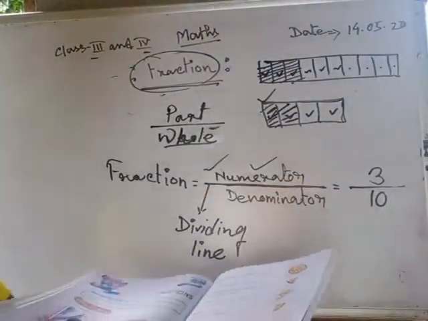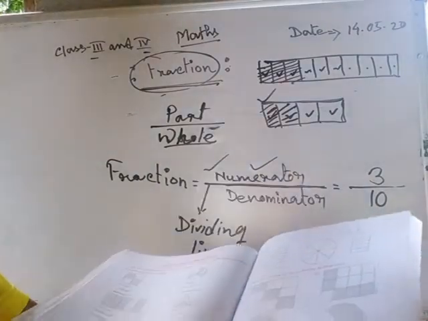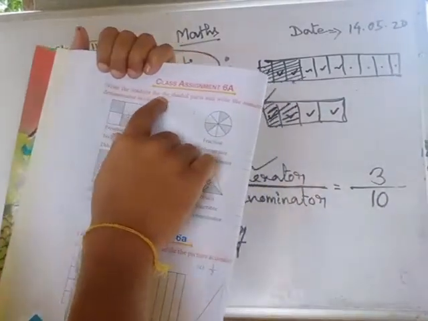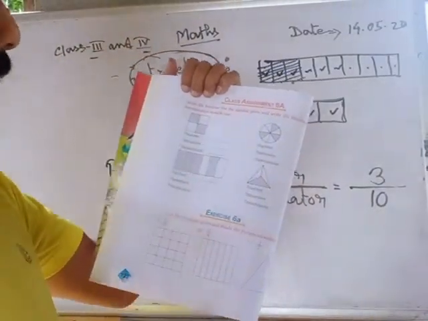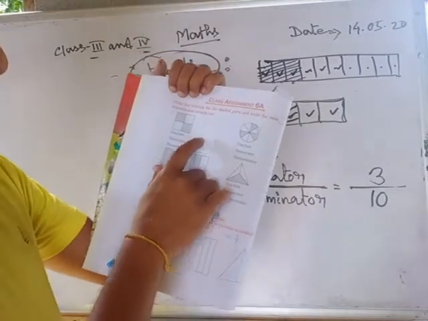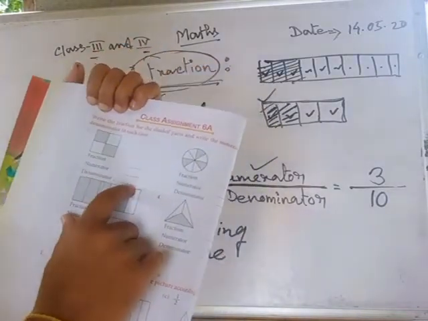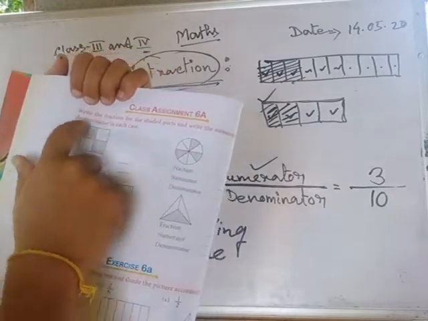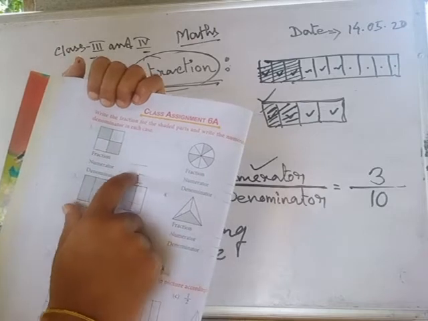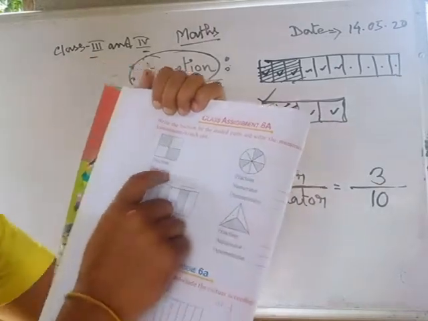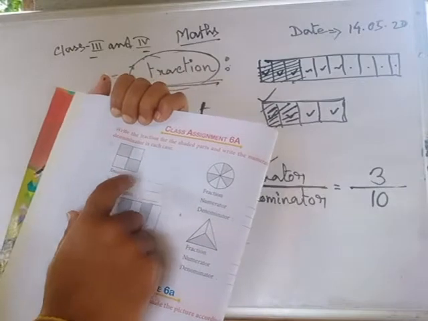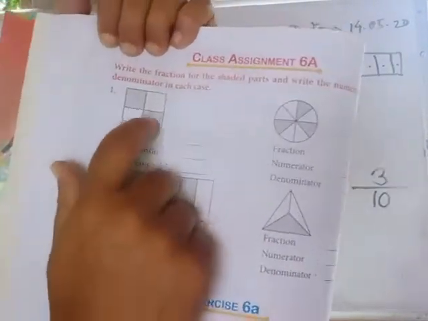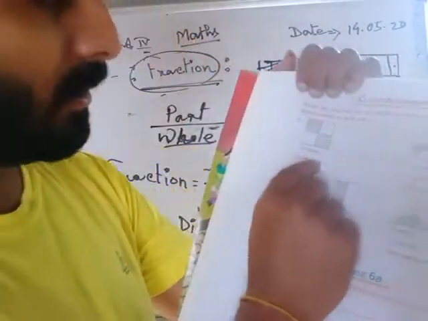So from class 3 books we should follow here. Write the fraction for the shaded part. At first don't write the fraction. At first you will write the denominator. How many total parts? This segment is equally divided into 4 parts. So we should write here 4 as a denominator. And as a numerator we should write how many shaded parts? 2 shaded parts are there, so we should write 2 as a numerator.